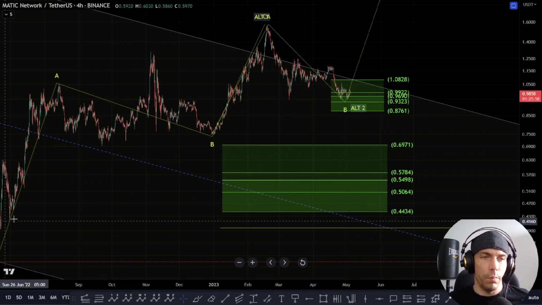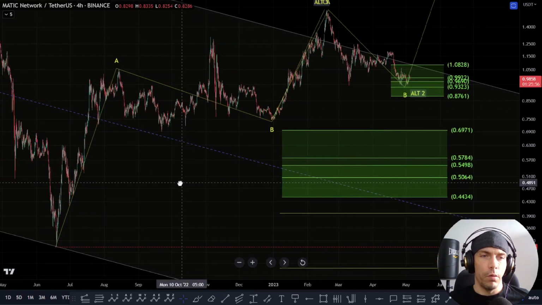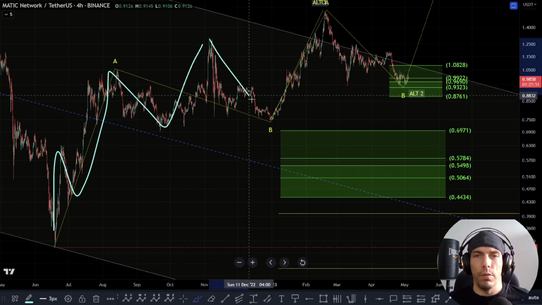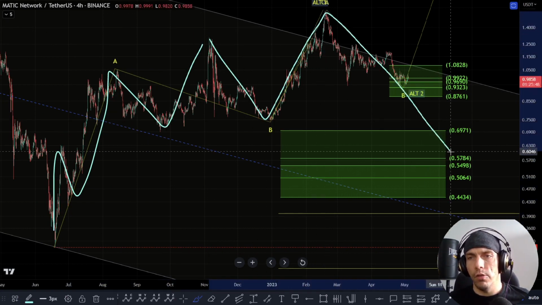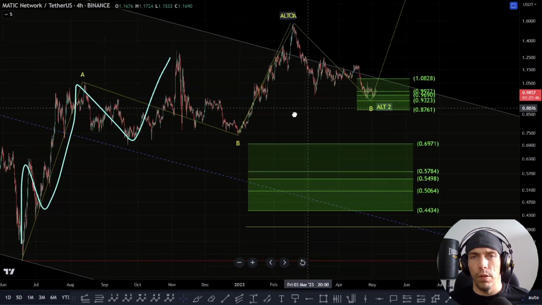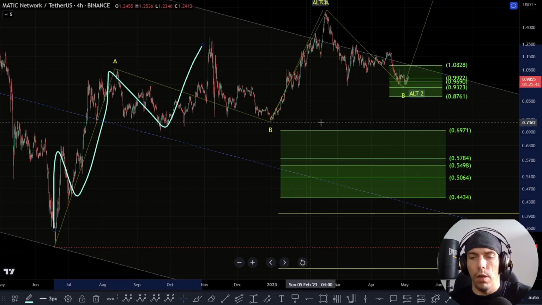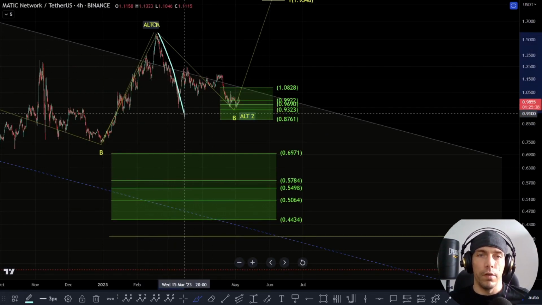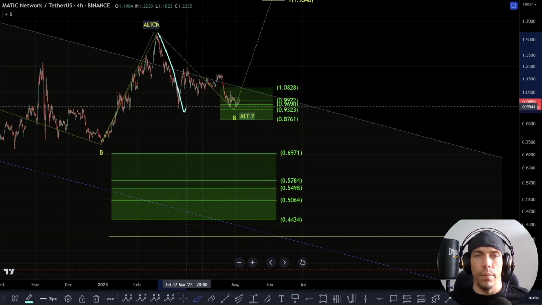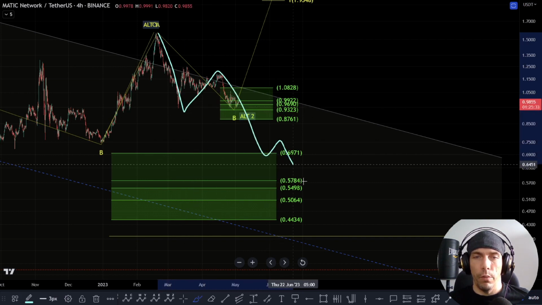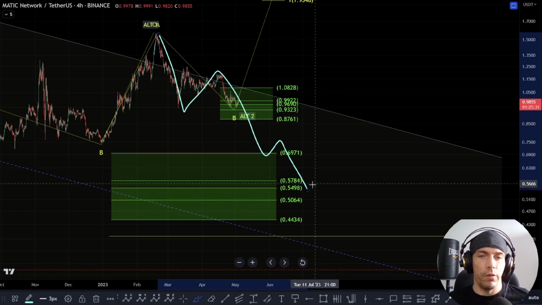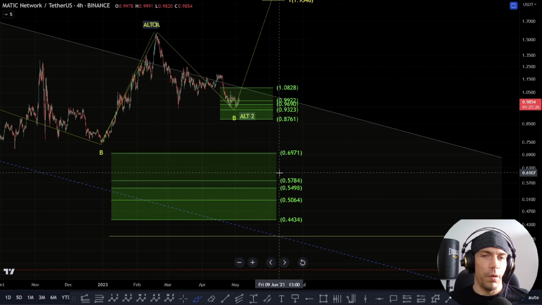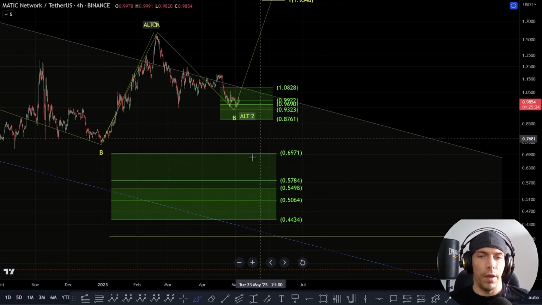Now, it is still possible that instead of counting this in this way, we could argue that within here we have this as 1, 2, 3, 4, and 5. And what we could be forming here is a bigger flat correction to the downside. So this is what we need to be aware of: even if we do see a bigger five-wave structure develop to the downside, say we get this as a 1 here, this is 2, 3, 4, 5, and we break down into these lower ranges, it is still possible that this could be a corrective structure, and we could look to break up from these zones.